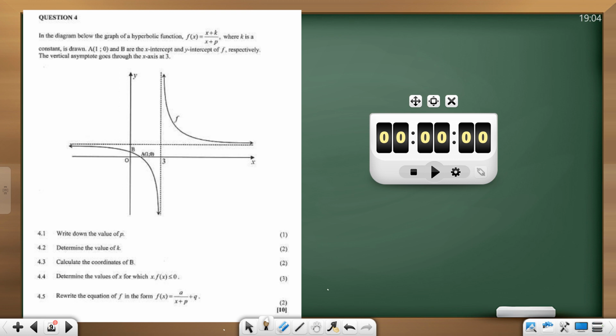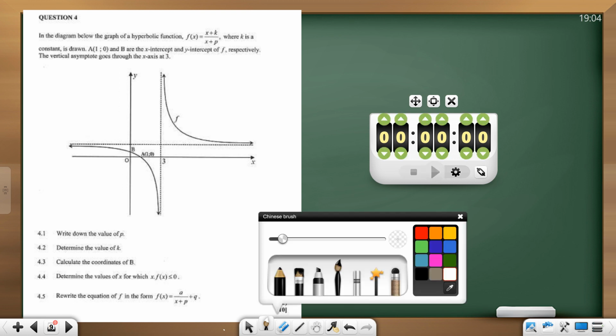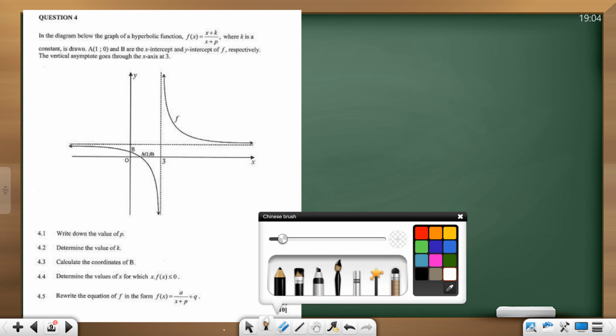In the diagram below, the graph of a hyperbolic function where k is given, and all of those other details are given. Write down. If they say write down, it means you can get it. Please be careful here. Asymptote. What is the equation of your asymptote here? X equals to what? 3. Be very careful about this one.